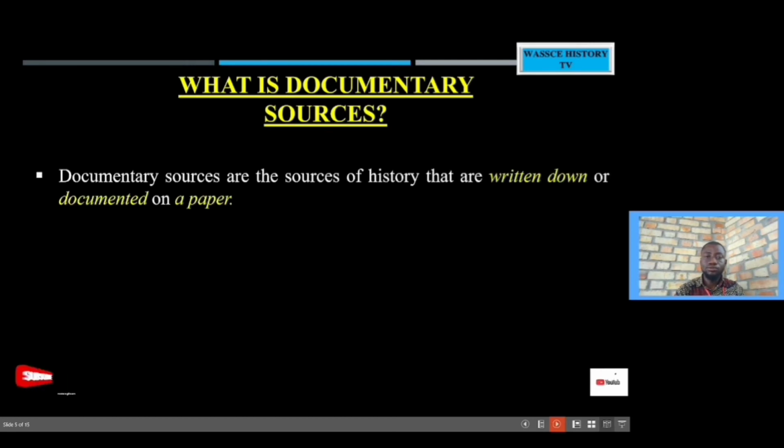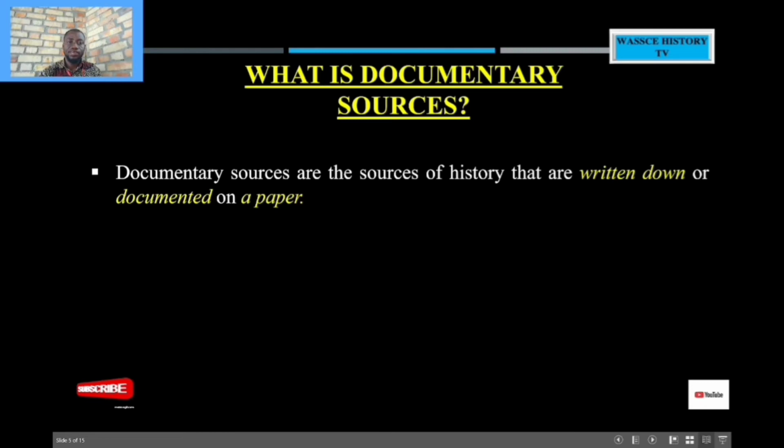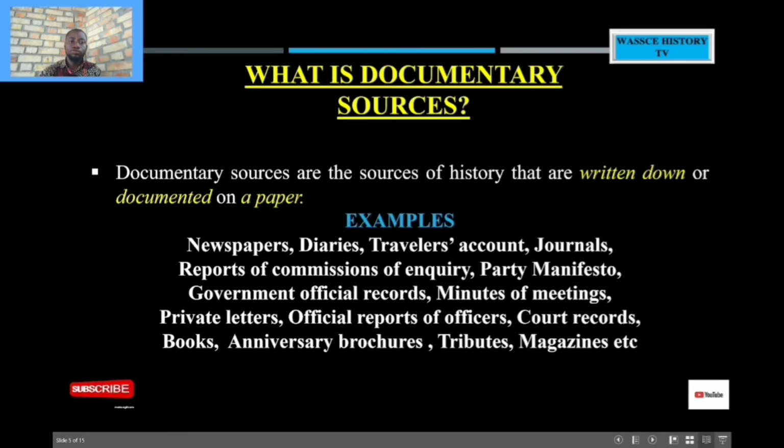Of course, we already know that documentary sources of history are those that are written down or documented on paper. So any source of history that is written down or documented is what we term as what? Sources of African history. So let's look at some of the examples. Newspapers. A newspaper is a documentary source of history because when you pick a 1916 newspaper, a 1957 newspaper, it reports exactly what happened, or the mood of the country at that time.